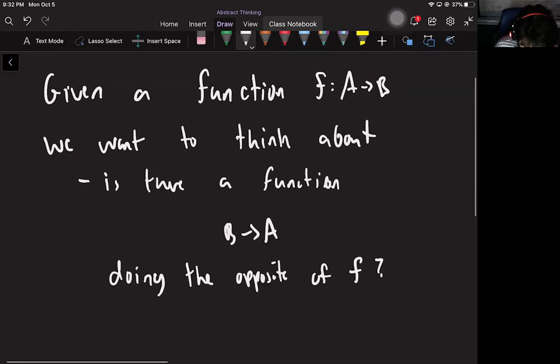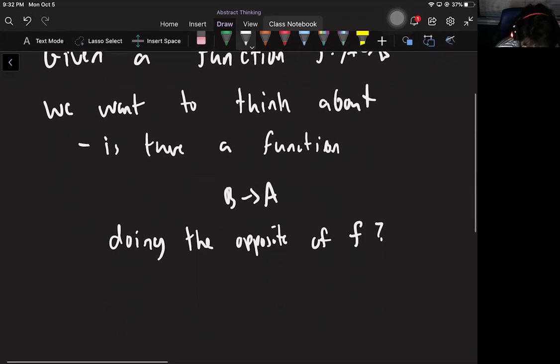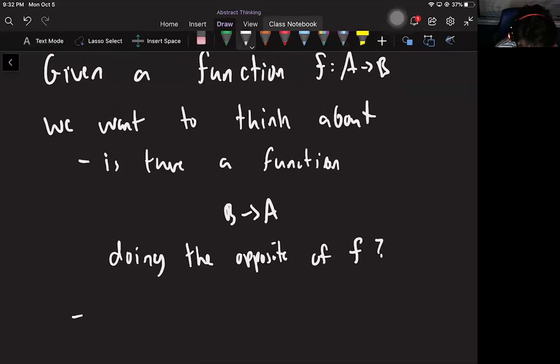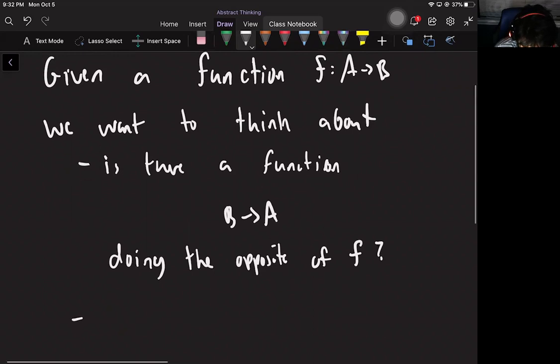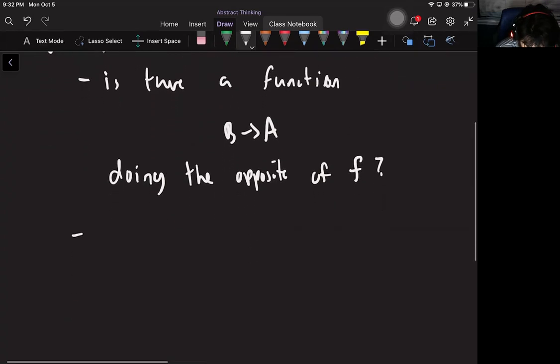So whatever F does, it sends a bunch of stuff to B. Can I send everything back in the opposite way? Which is a cool concept to think about. Lots of functions you can think of as processes. So this is asking, are all processes reversible? Can you reverse a process in general to go back where it came from? No. And we'll see that you can't do that with functions either.